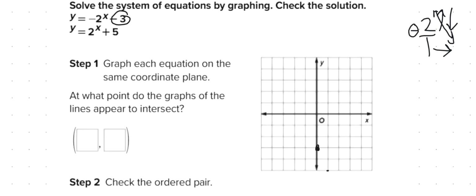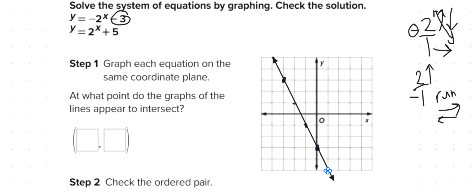So we can do it the opposite way so we can have more points. We can put the 2 positive and the 1 negative. So this one will rise, and instead of running this way, it's going to run the opposite way because it's negative. So I'm going up 2 and then going back 1, and I repeat that. Now we have more points so we can draw our graph. I'm going to put the first line right here. My graph looks something like this.